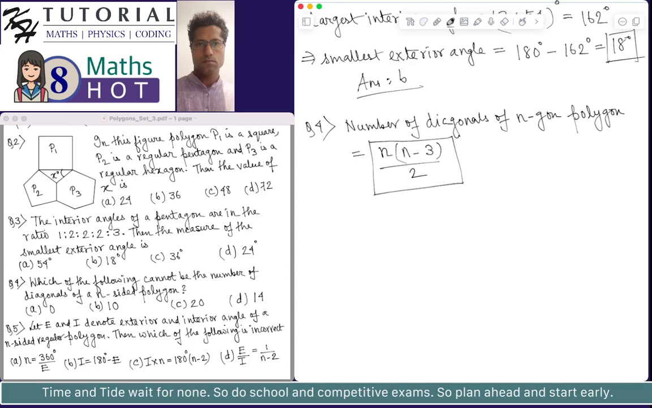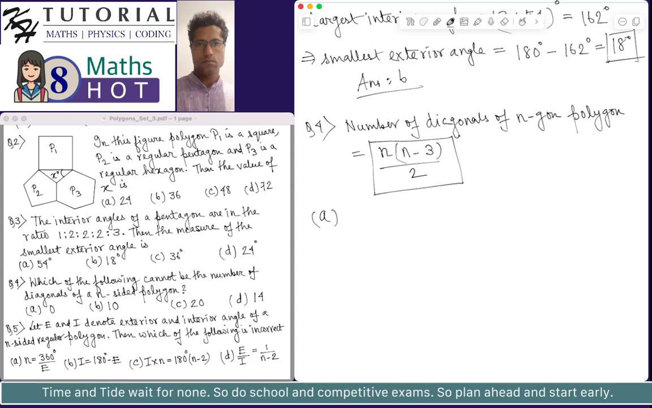So let's try out all the choices. It is asking which of the following cannot be the number of diagonals. We have to select the choice where the number of diagonals is invalid. It cannot be a valid number of diagonals.